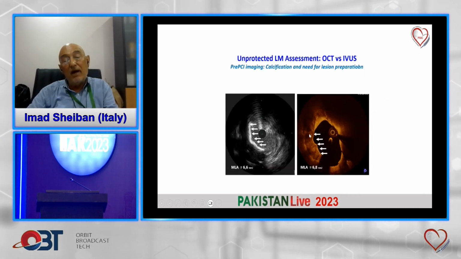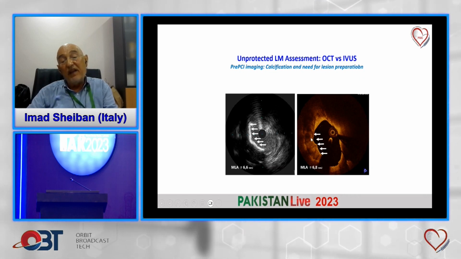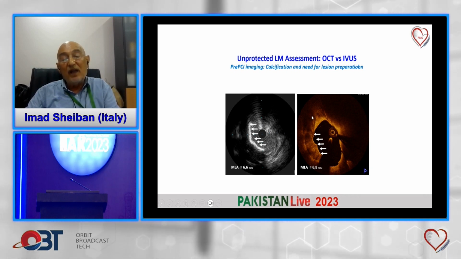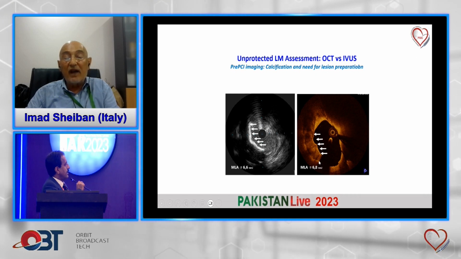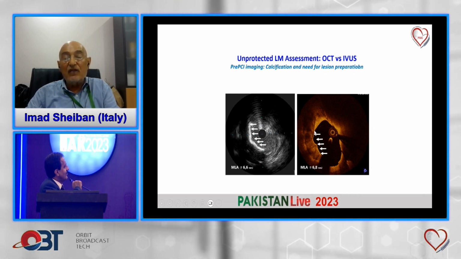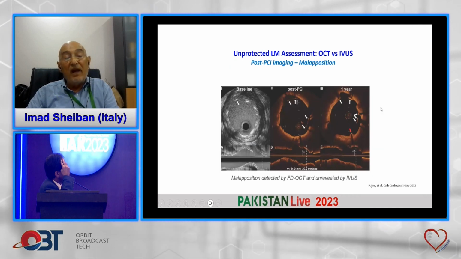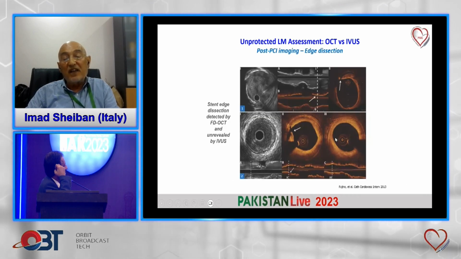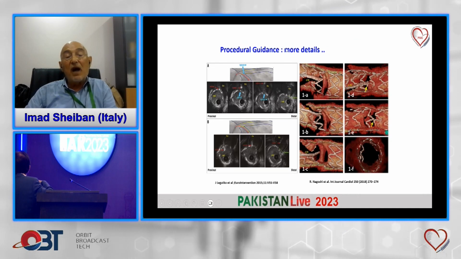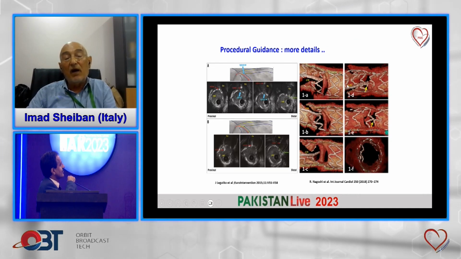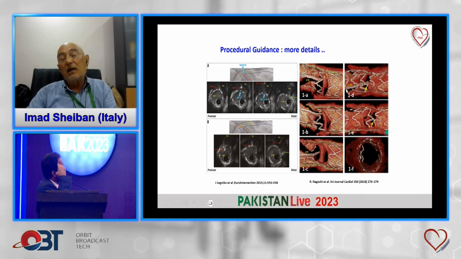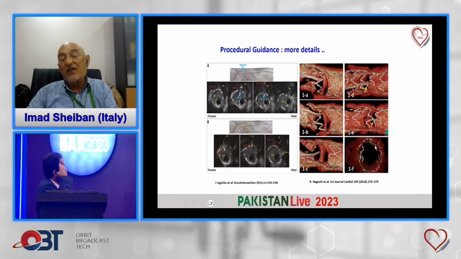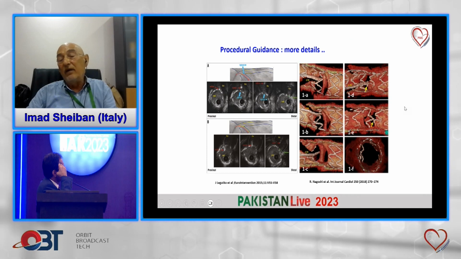like in calcification and pre-intervention evaluation, it can give you more detail about the size of the calcification, as well as the extension of the calcification. Then edge dissection can be seen more, as well as malapposition, like the dissection here. And of course, more detail on the coverage of the stent, crossing with the wire to the side branch, as well as the coverage during follow-up, coverage of struts with neointima.